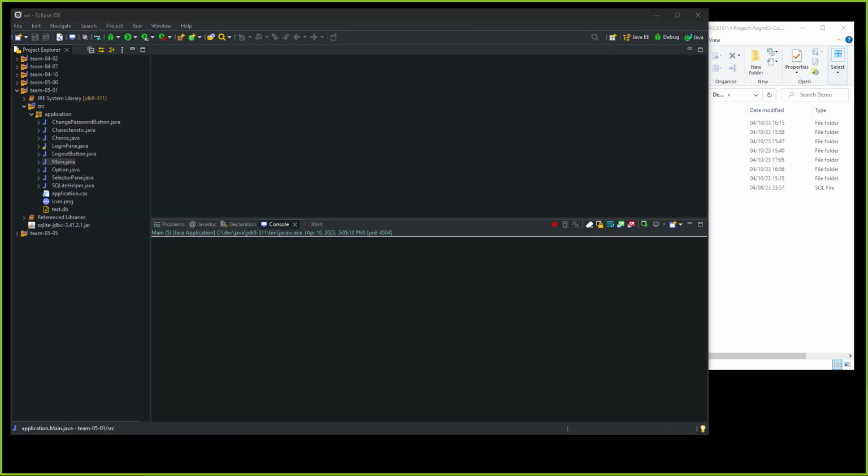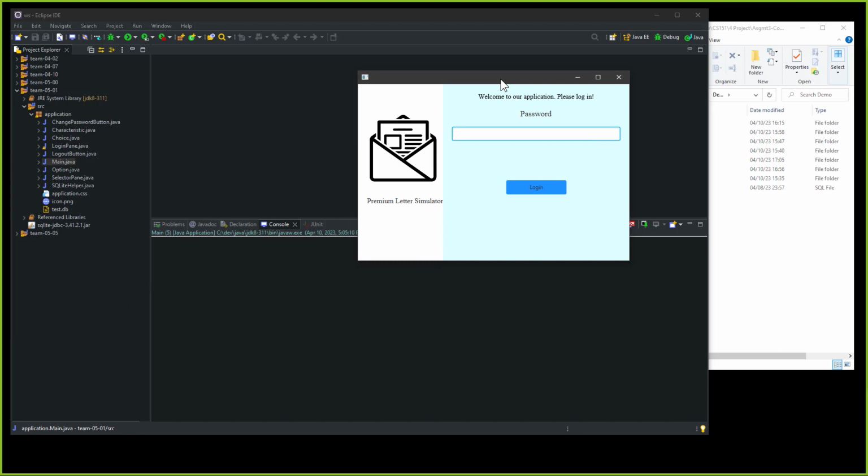Okay, let's see. Okay, so we have a beautiful home page. The password. Okay, so I put the P and I expect it goes to reset password. Username or password did not match. Okay, so this is a wrong message. And yeah, so it doesn't work again.